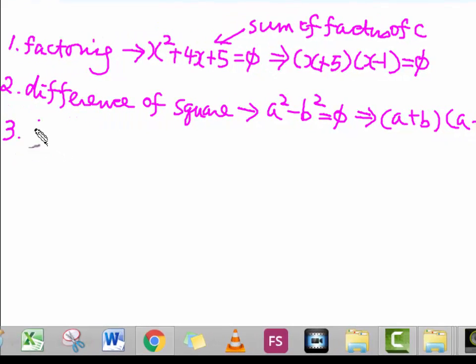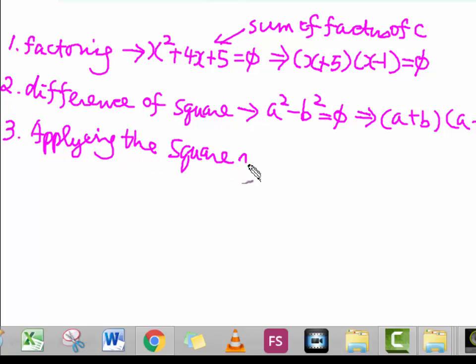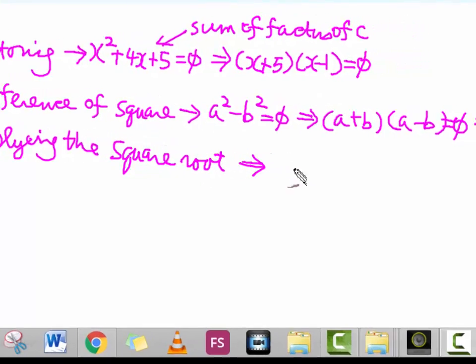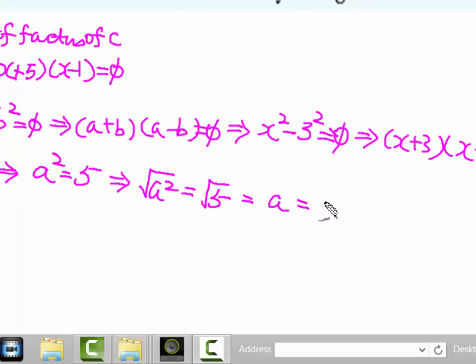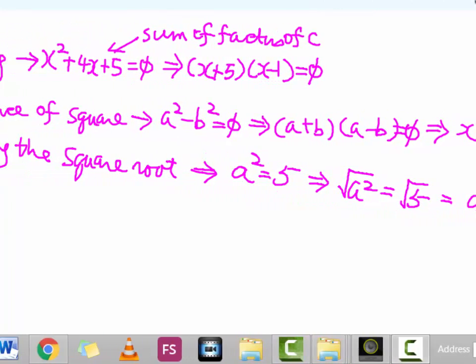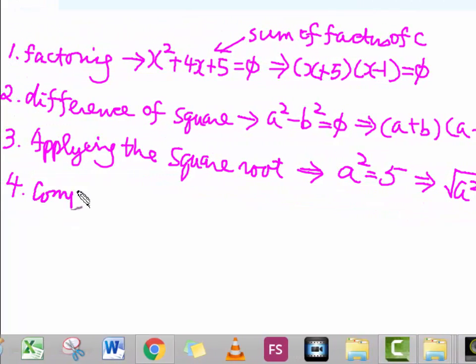The next thing is applying the square root. To solve the quadratic equation, if we have a squared equal to 5, all we need to do is take the square root of both sides to get rid of the square, and then we end up getting a equal to positive and negative square root of 5. The next strategy that we learned is completing the square.